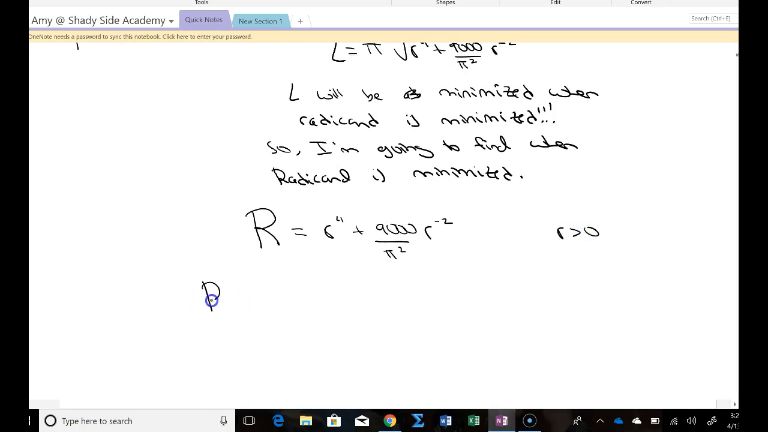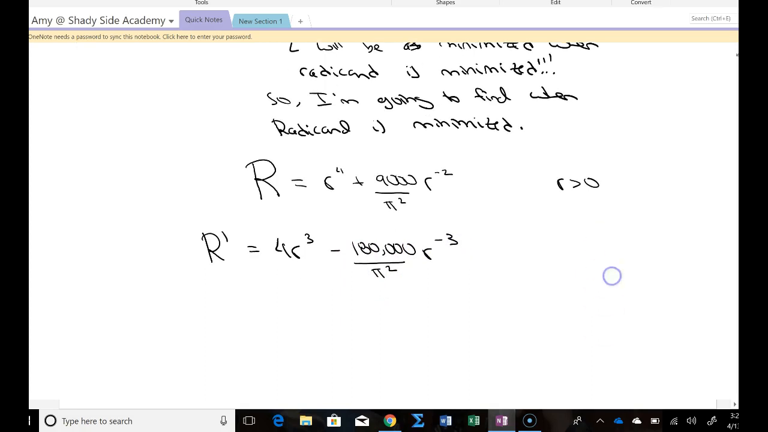Okay? So R prime equals 4r cubed minus, let's see, 180,000 over pi squared r to the negative third, right? And I'm a big fan of using factoring when I can. It's up to you. We know here there's a point of non-differentiability: r can't equal 0. This is 1 over r cubed. I actually am going to factor out 4r to the negative third.